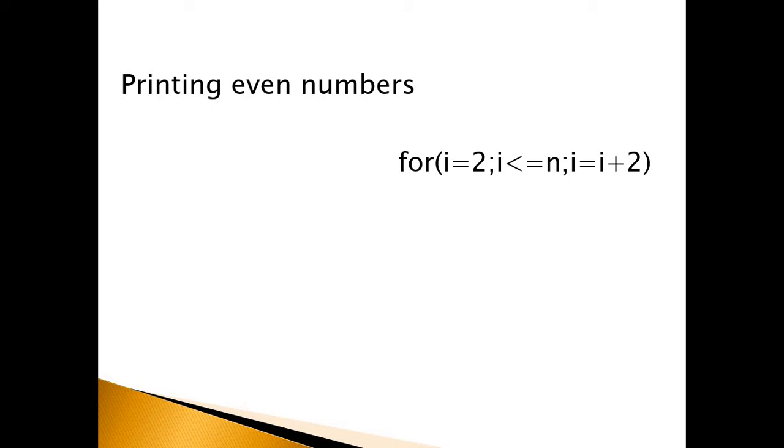After printing 4, the next even number is 6. That is 4 + 2, 6. Then if we add 2 to 6, it becomes 8. So every time the i value should be incremented by 2. So we have the statement here, i = i + 2. So this is the for loop which we are using for printing even numbers.